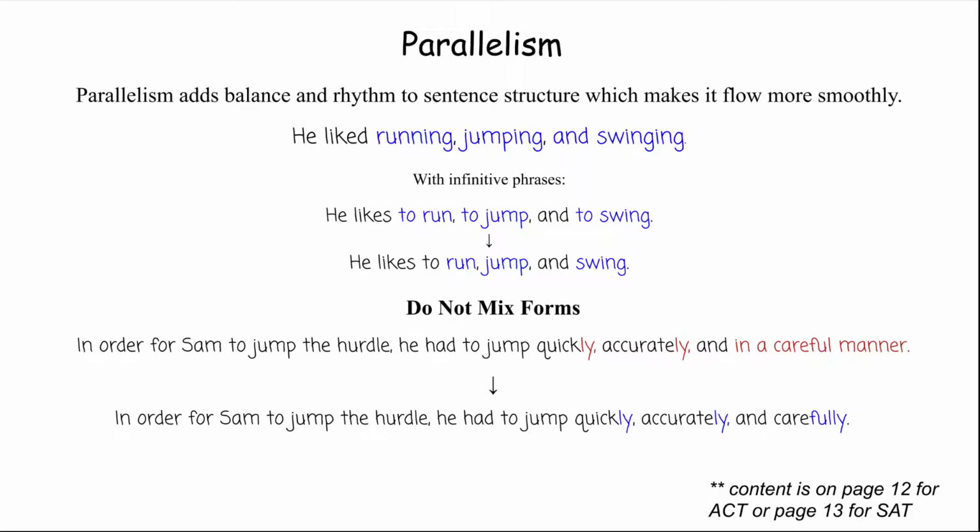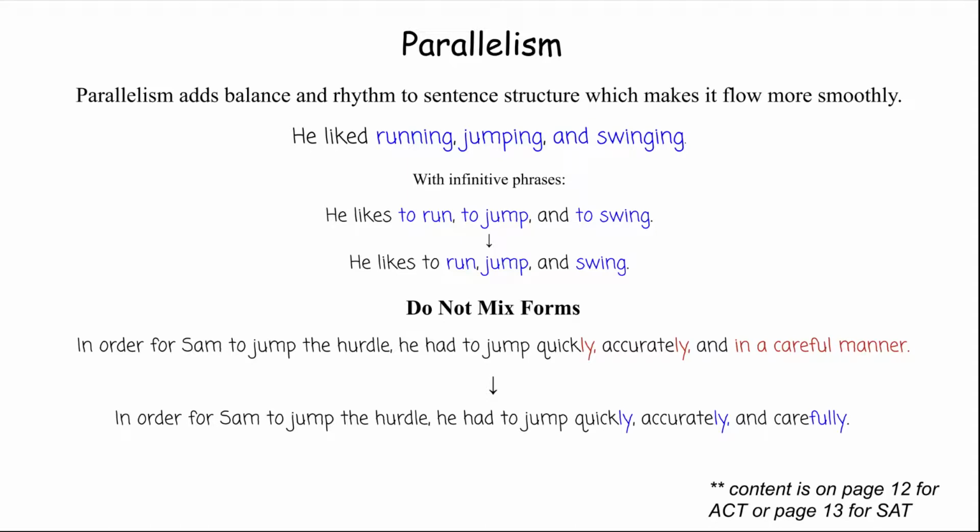Okay, so the last thing that we have to talk about in this sentence structure PowerPoint is parallelism. And parallelism is basically keeping everything the same. I'll show you what I mean. So like it says, it adds balance and rhythm to the sentence, making it flow more smoothly. Like this first example, he liked running, jumping, and swinging. We have those -ing or gerund words for each of the three things in our list, making them the same.